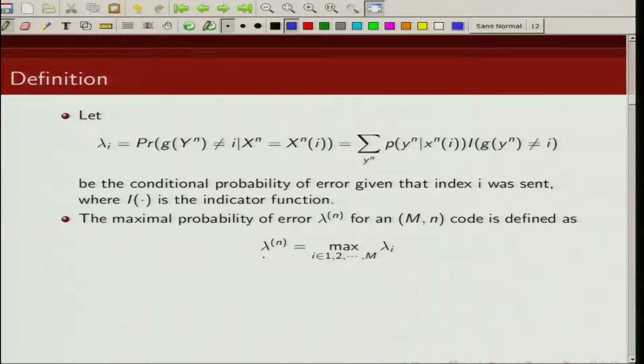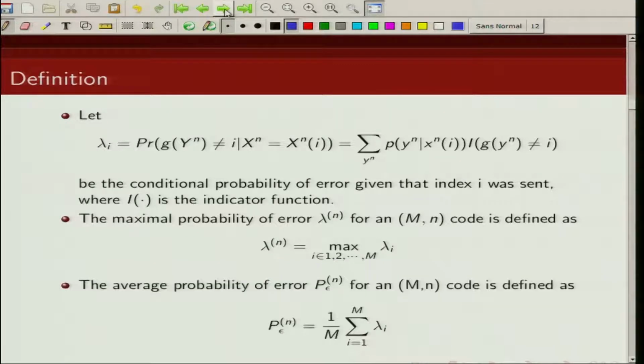Now, we define the maximal probability of error as the maximum of lambda i over all possible indexes. So, index i can go from 1 to m. The maximum of lambda i is the maximal probability of error. Similarly, we can define the average probability of error. Lambda i is the error when the ith index is sent. So when you sum over all lambda i's and divide by m, you get the average probability of error. It is not very difficult to show that this average probability of error will be less than the maximal probability of error.